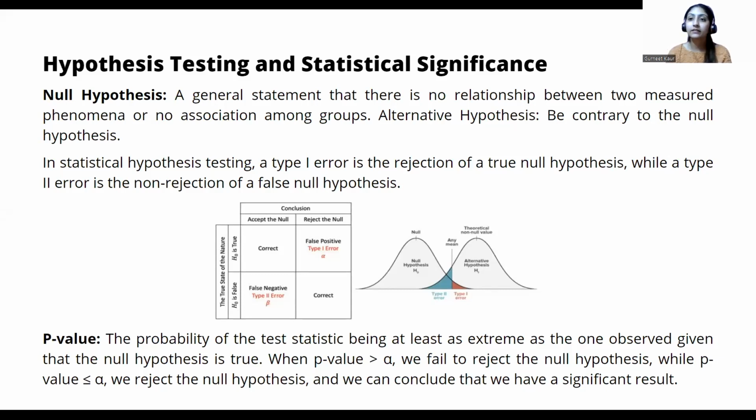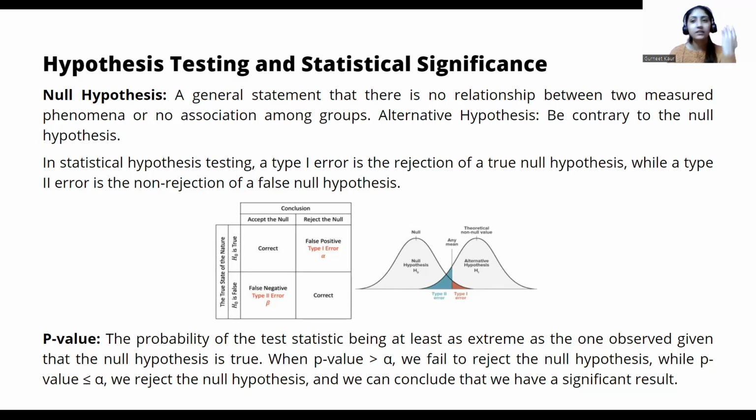So we'll understand this null hypothesis and alternative hypothesis. A null hypothesis is a general statement which says that there is no relationship between two measured phenomena, or we can say no association among groups. That means there is no relationship between variables, right? But an alternative hypothesis is contrary to the null hypothesis, meaning it says that there is a relationship among two measured phenomena, or a certain association among the groups, right? So this is the alternative hypothesis.